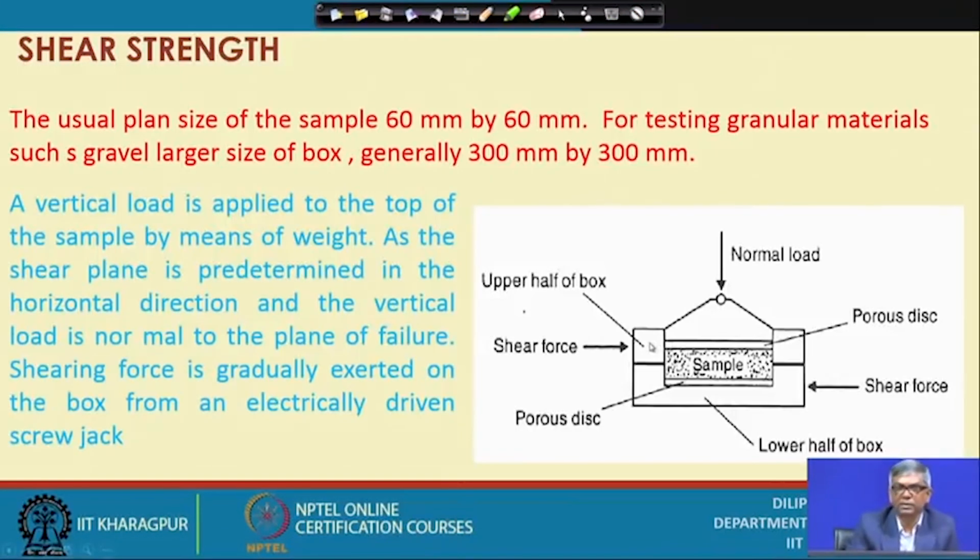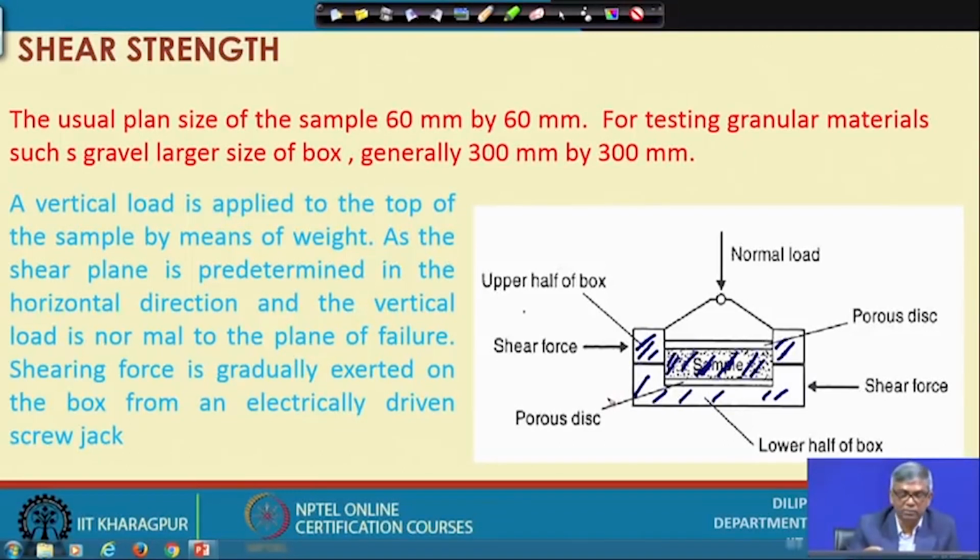Now, as I have mentioned, the first one is the direct shear test. So, the direct shear test uses a typical box, this one. This is a box, and you can see this is the upper half and this is the lower half, and this is jointed, initially fixed, and then in between the sample is prepared.